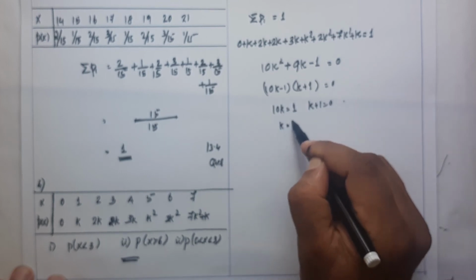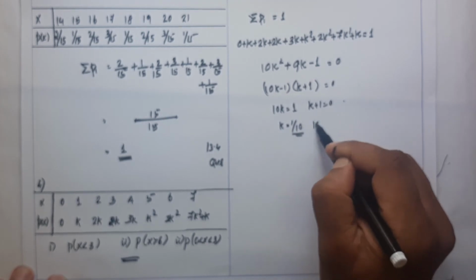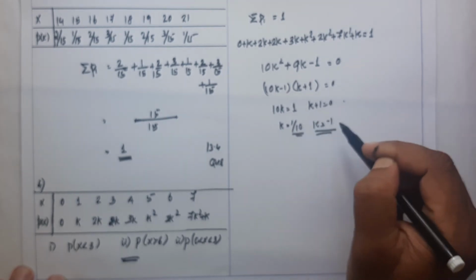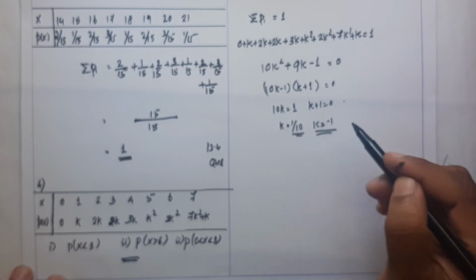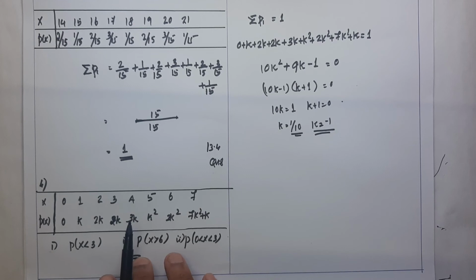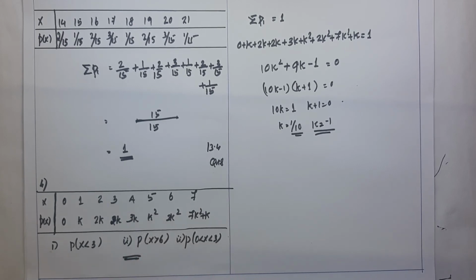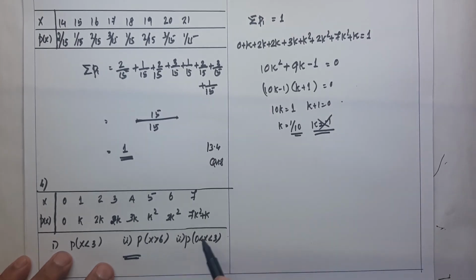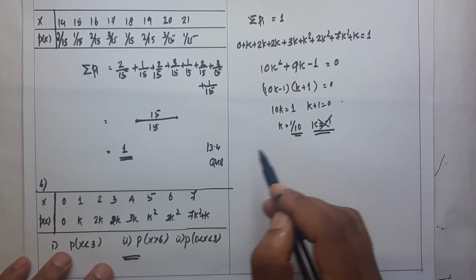If k is equal to 1 by 10, we get answer 1 by 10, and here k is equal to minus 1, we get answer minus 1. But here we do not consider k equal to minus 1, because with k equal to minus 1 the probability value is negative. Negative probability is not possible. So k equal to minus 1 is not possible. Okay, we consider only k equal to 1 by 10.